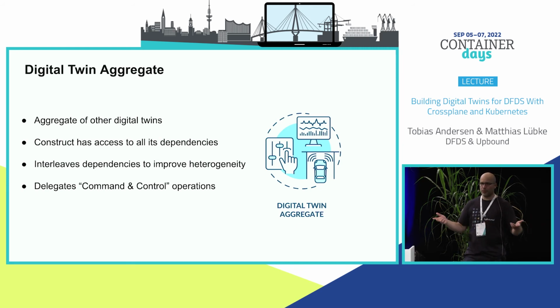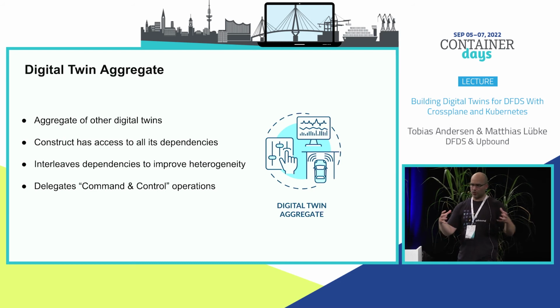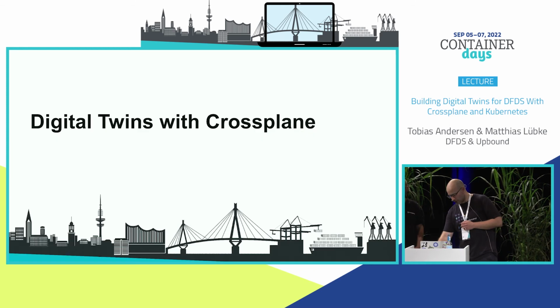Anybody who ever worked with aggregate root patterns and stuff like that will recognize this type of behavior from how they work. Because aggregate roots exist to protect internal data structures. In the same way, digital twin aggregates exist to both protect but also share twins amongst other aggregates and so on. But those are the three key concepts that we deal with when we're trying to model our digital twin systems.